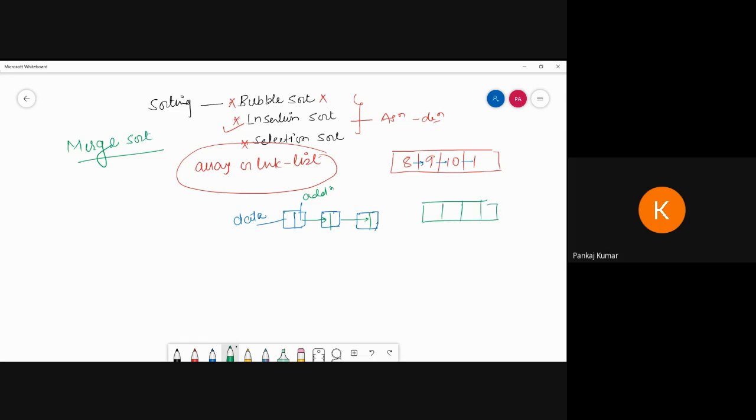Now suppose this is the given data, and these are the index values 0, 1, 2, and 3. What we have to do is first fix this value, then compare it with all the others one by one. Yes or no? Then I perform the swapping operation. So the steps increase and the difficulty increases, because we have to use swapping and remember the positions, all these things.